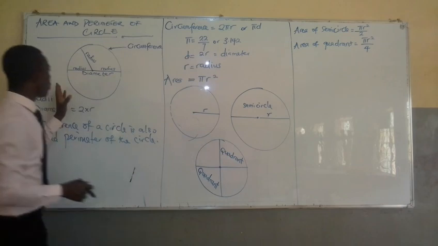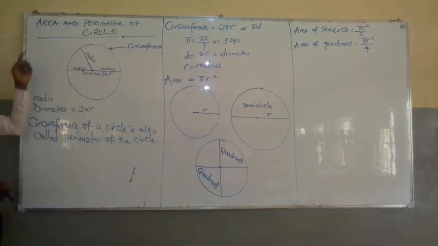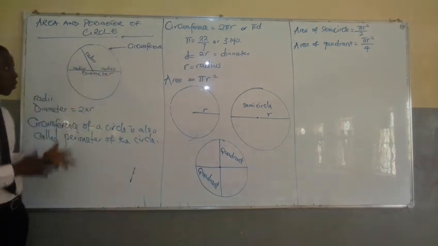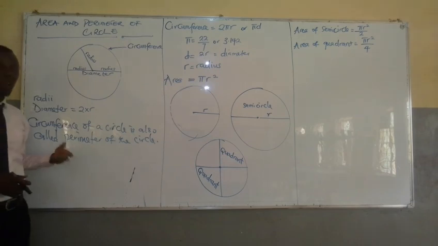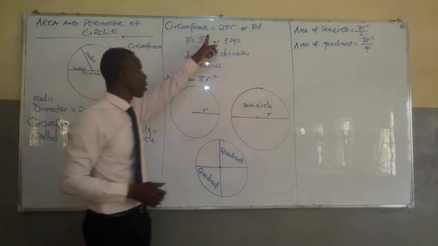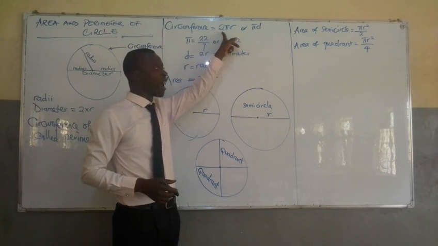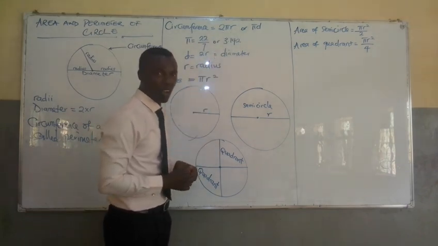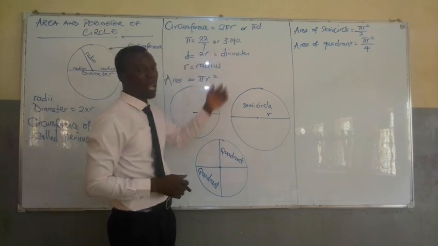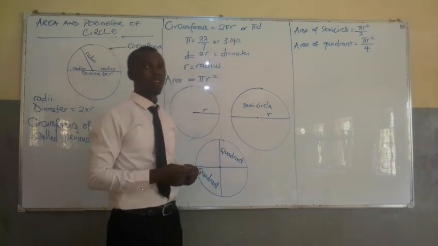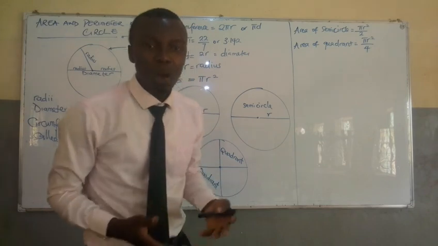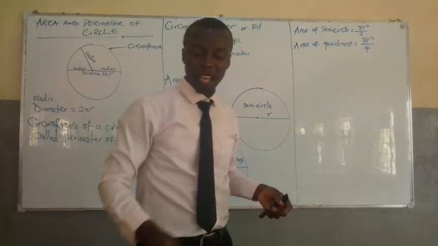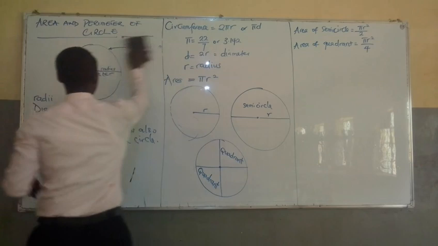Now again, a recap on what I said earlier about perimeter. Remember that the circumference is also called the perimeter of a circle. To calculate the circumference, you need 2 pi r. That is, when you have the radius, you can find the perimeter of that circle. If you have the diameter, you can also find the perimeter of the circle. Now, how can we apply that in solving questions like this?